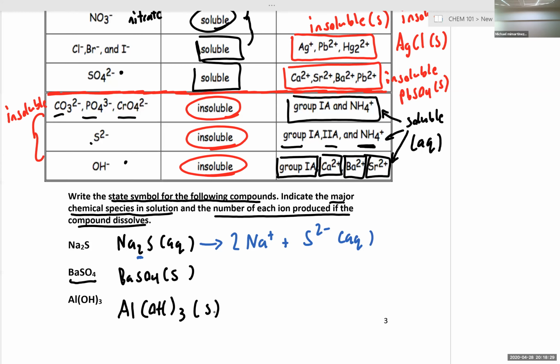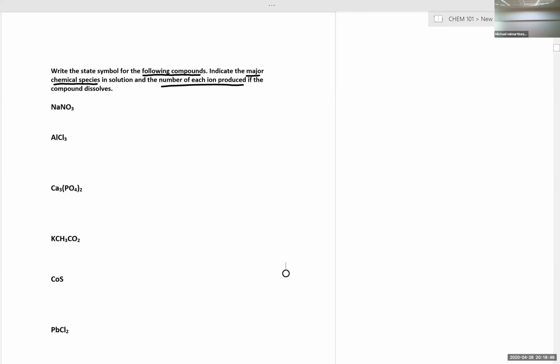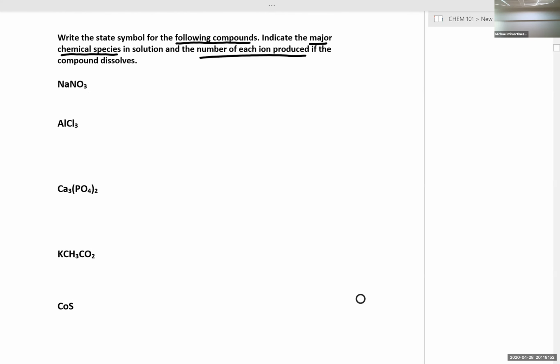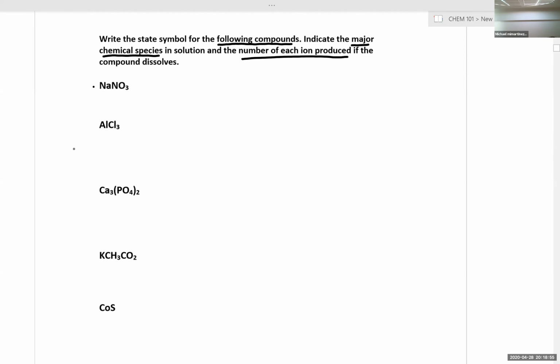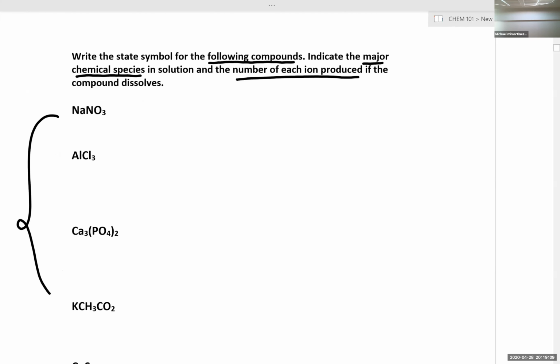Okay, you're going to need to have this solubility table handy for the majority of today's lecture. Okay, so I'd like you to write the state symbol for the following compounds. You need to indicate the major chemical species in solution and the number of each ion produced. So I'll leave you to work first and foremost, and you're free to ask questions during this time. Let's work on these first four, and you're welcome to submit your answers via the chat. Then we'll come together as a group to discuss in a few minutes.